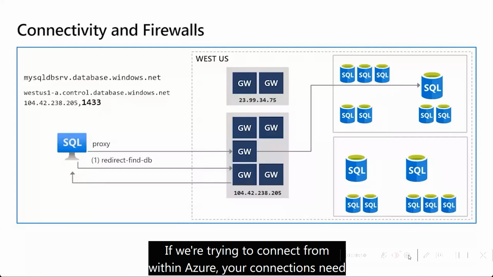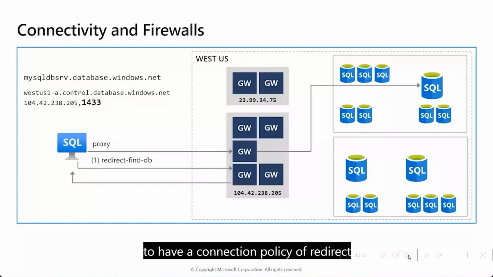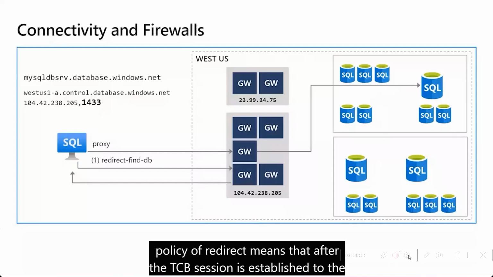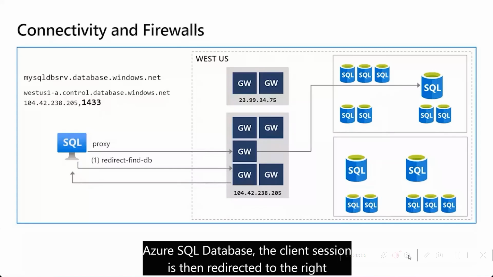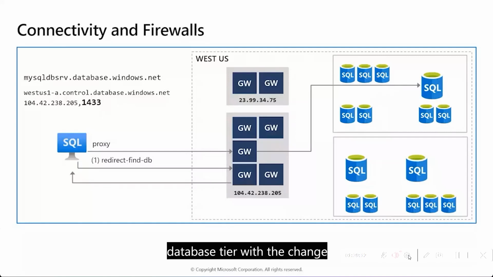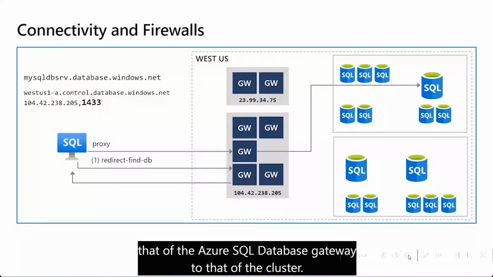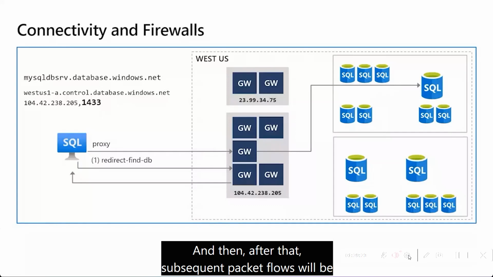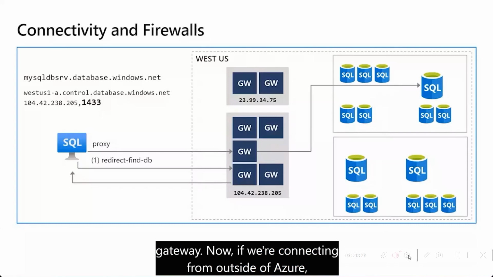If we're trying to connect from within Azure, your connections will have a connection policy of redirect by default. So a policy of redirect means that after the TCP session is established to the Azure SQL database, the client session is then redirected to the right database tier with a change to the destination virtual IP from that of the Azure SQL database gateway to that of the cluster. And then after that, subsequent packet flows will be directed to the cluster, bypassing the Azure database gateway.